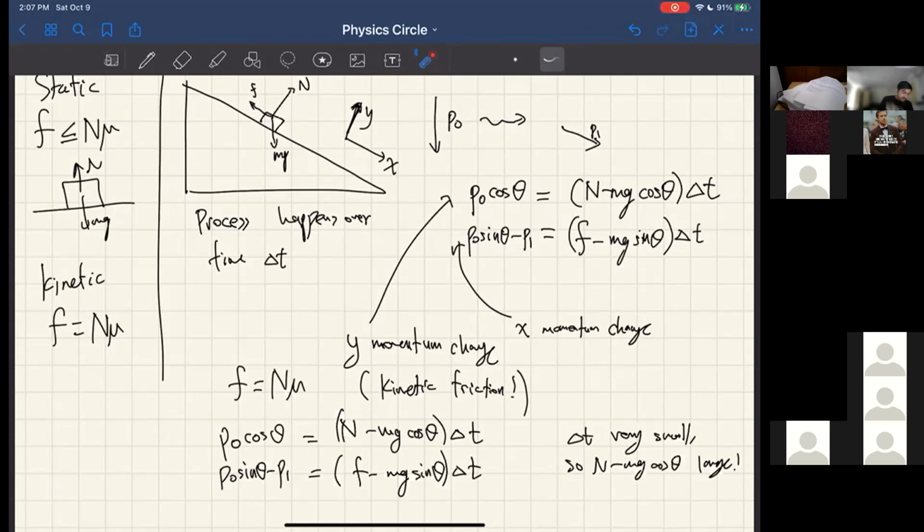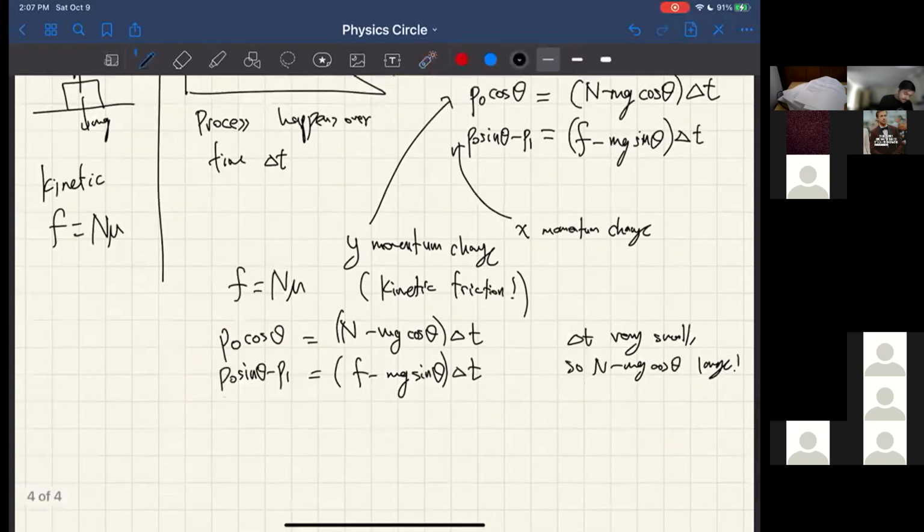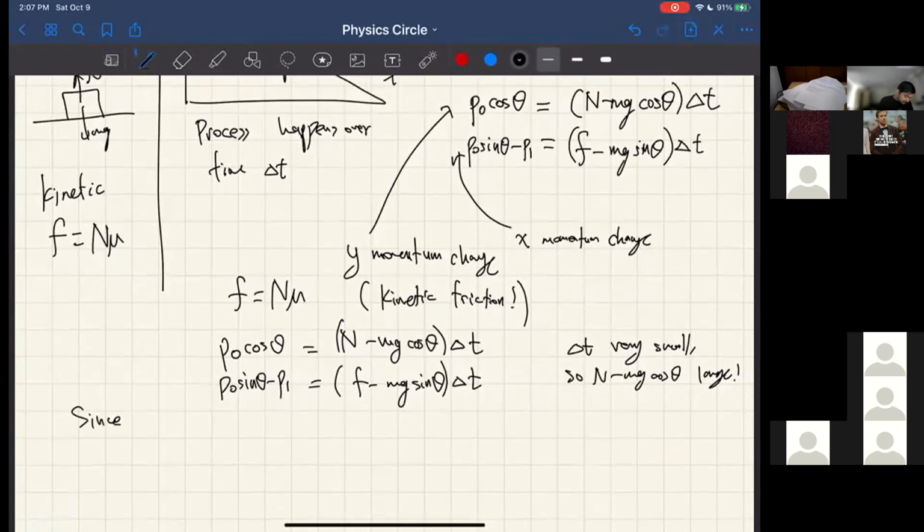Yes, friction is also large because friction is N mu. So if N is large, then friction is huge as well, which is perfectly fine. But the point is that mg is negligible compared to these really large normal forces and friction forces. Since delta t is tiny, N and f are huge, and mg is negligible in this context. And this makes sense.